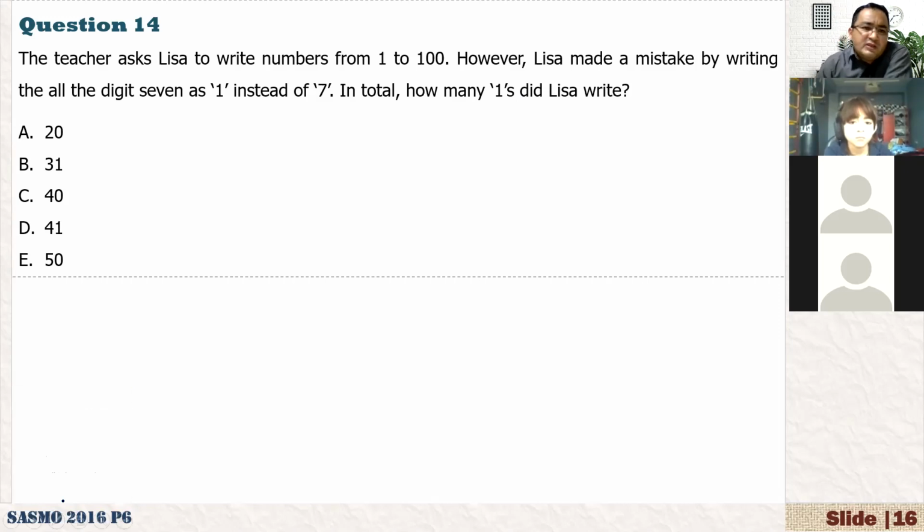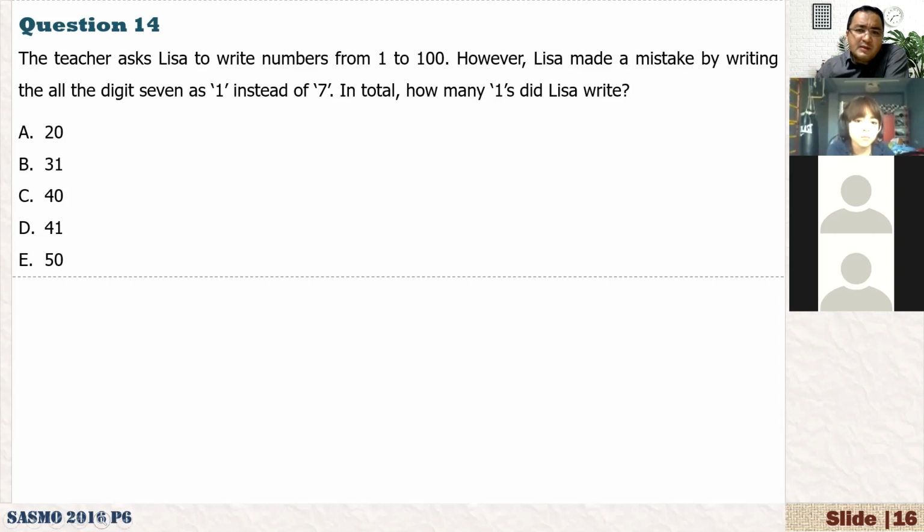In this question, the teacher asks Lisa to write numbers from 1 to 100. However, Lisa made a mistake by writing all the digits 7 as 1 instead of 7. In total, how many ones did Lisa write?